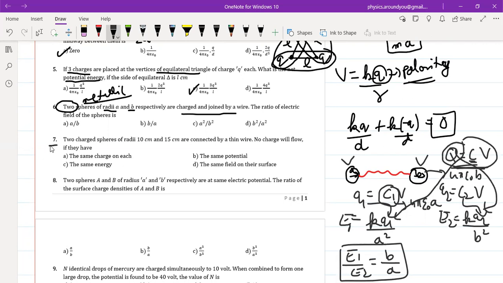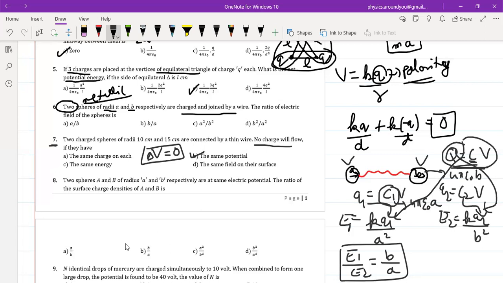Now, question number 7. Two charged spheres, of radii 10 and 15, connected by a thin wire. No charge will flow if they have... Right. No charge would flow if both of them have the same potential. The condition for current or charge to move is there should be a potential difference. If potential difference is zero, then the charge would not move. So both of them should have the same potential if charge is not supposed to move.